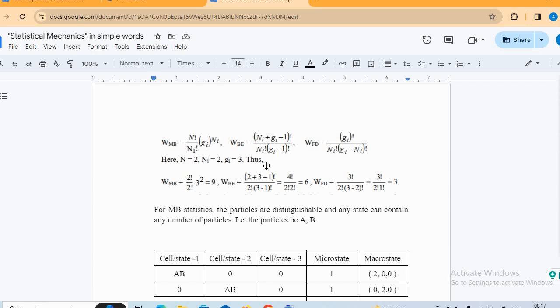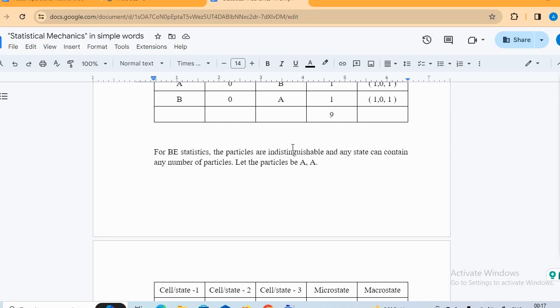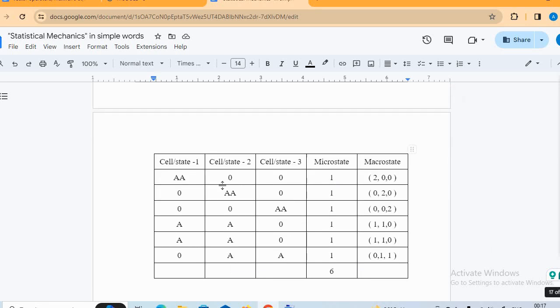Then what is the possibility for Bose-Einstein? For Bose-Einstein, the particles are quantum particles. They are indistinguishable particles. You really cannot separate two quantum particles. So we are representing them as A and A. They are of a similar type. But remember, in the case of Bose-Einstein, you can arrange any number of particles in any number of states. So what you have done is you have placed two particles in one state. You have the combination. Then again, here you have and here you have. Now the possibilities are A and 0.